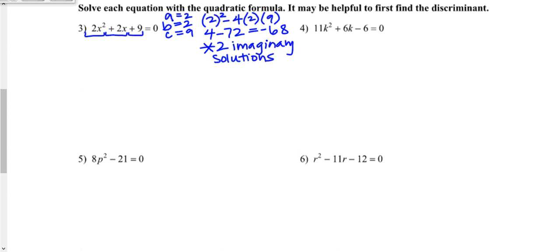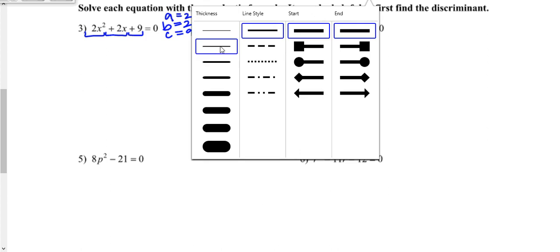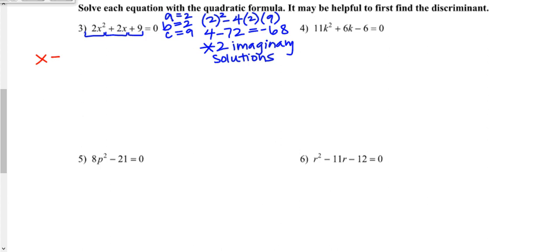I'll do a different color here. And x equals the quadratic formula. Negative b, so negative 2 plus or minus the square root of my discriminant. I got negative 68, all over 2 times a. In this case, it's going to be 4.